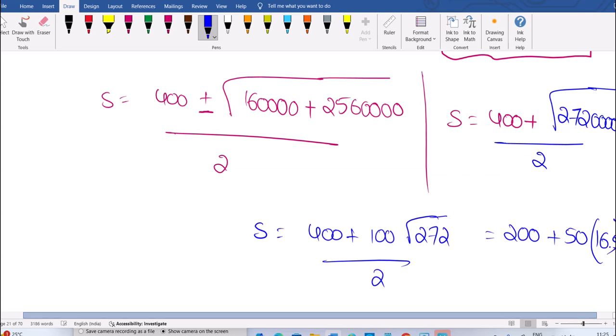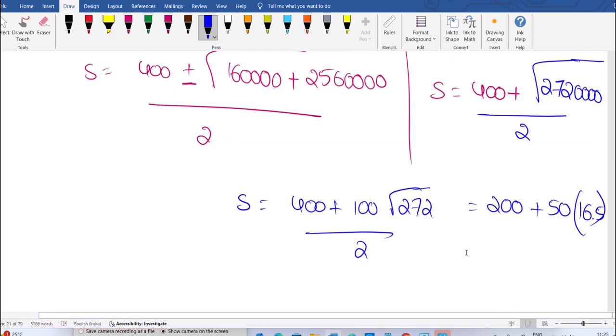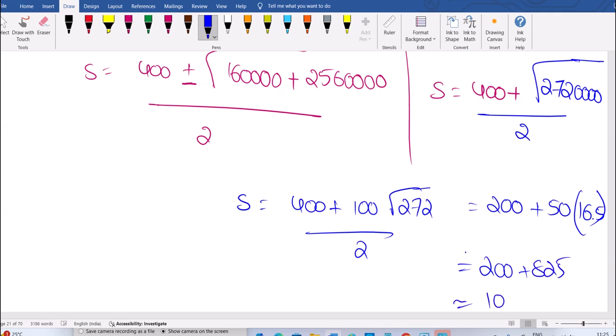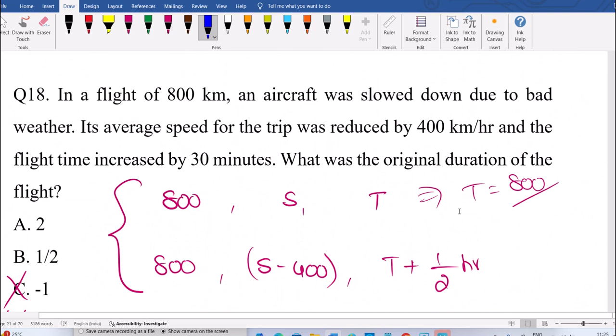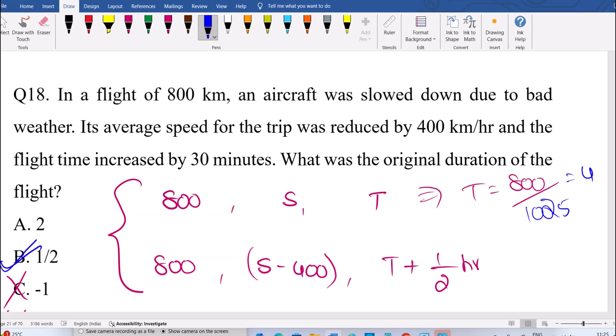In the exam, a calculator is not allowed, so I am just giving you the approximate value here as 16.5. So 200 plus 165 into 5, 825, 1000 something. 1025 is approximately the speed. Then divide by 1000. There is actually no option here. Maybe I can go with option B, which is a bit close, but no options satisfy this exactly.